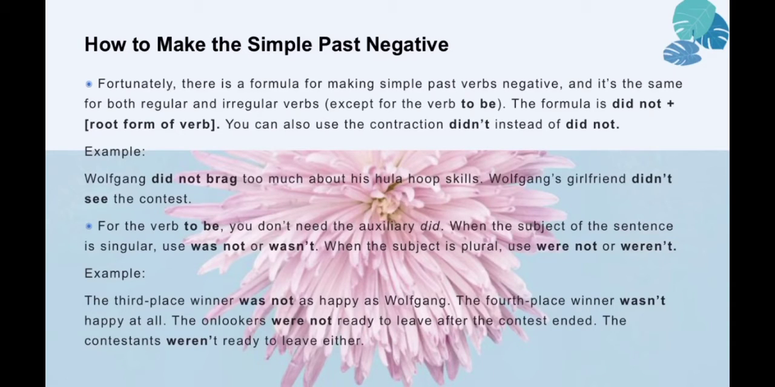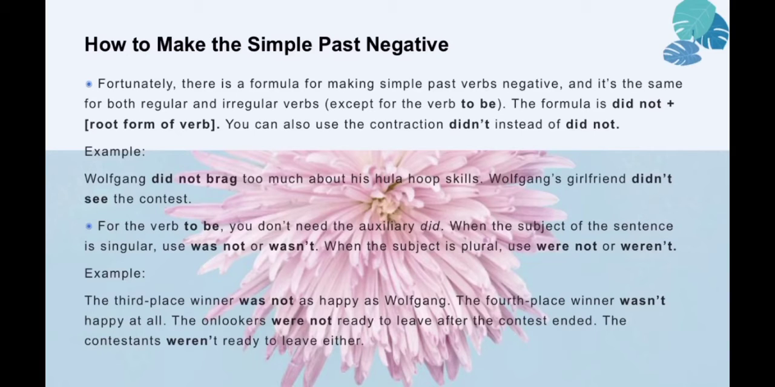Example, Wolfgang did not brag too much about his hula hoop skills. Wolfgang's girlfriend didn't see the contest. For the verb to be, you don't need the auxiliary did. When the subject of the sentence is singular, use was not or wasn't. When the subject is plural, use were not or weren't.